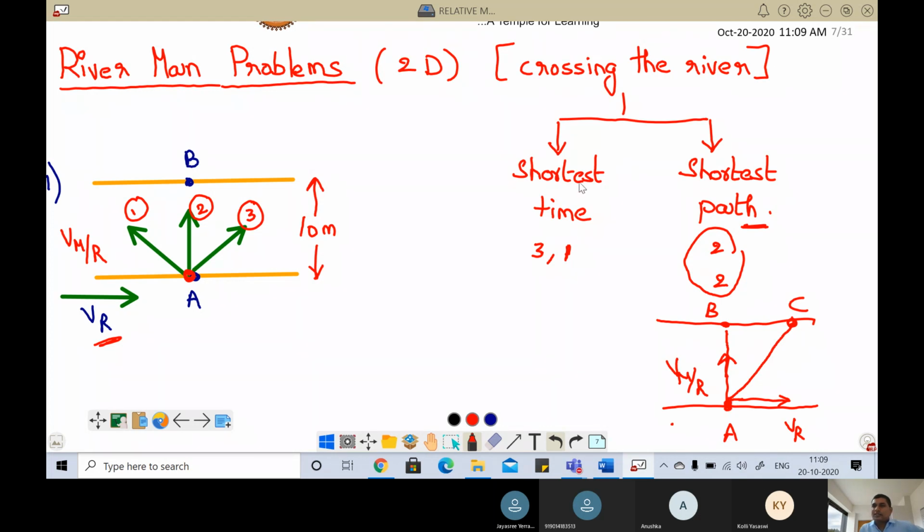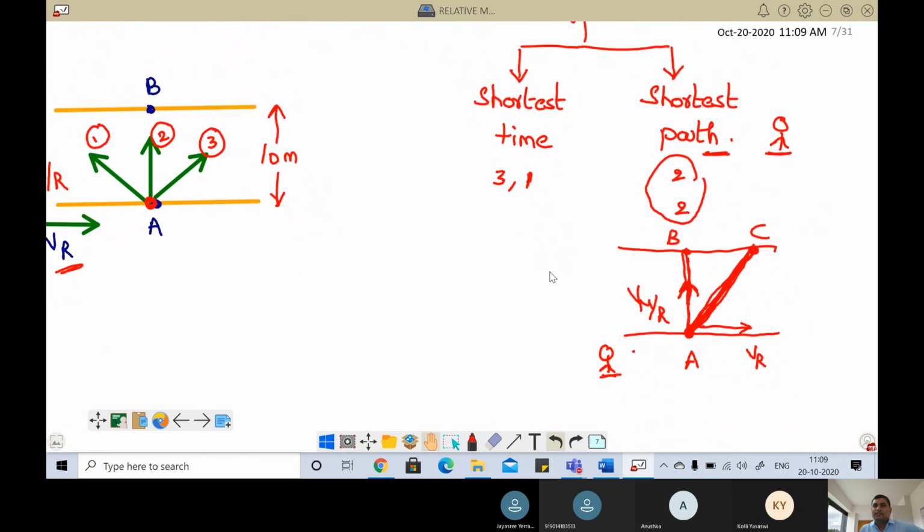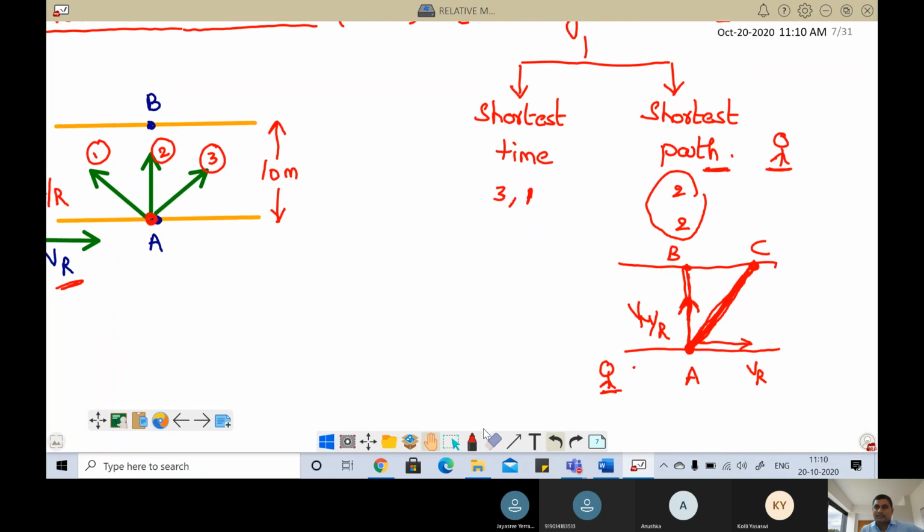Now shortest path or shortest time is judged from the ground. From the ground frame we have to calculate. From the ground frame, he has covered AC or AB? AC, sir. AC, correct. Now, the width of the river is 10 meters, correct? Let us say the drift is some 5 meters.